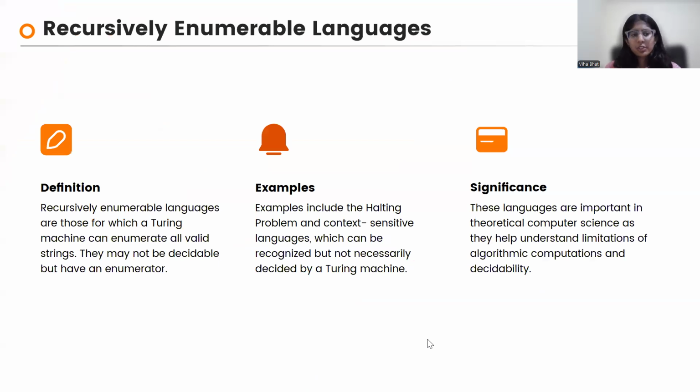Next, we're going to see the languages and recursive enumerability. First is the definition. Again, like I said before, recursively enumerable languages are those for which a Turing machine can enumerate all valid strings. They may not be decidable, but have an enumerator. Examples include the halting problem and the context-sensitive languages, which can be recognized but not necessarily decided by a Turing machine. The significance is that these languages are important in theoretical computer science as they help understand limitations of algorithmic computations and decidability.